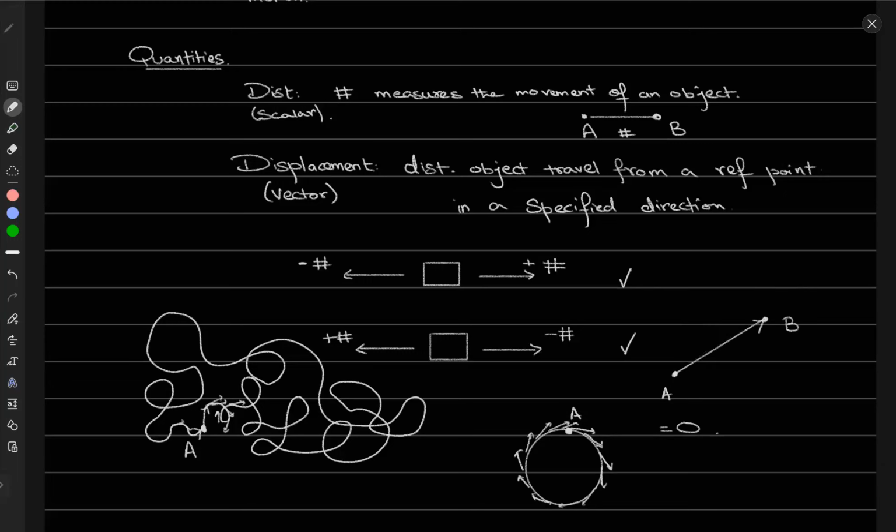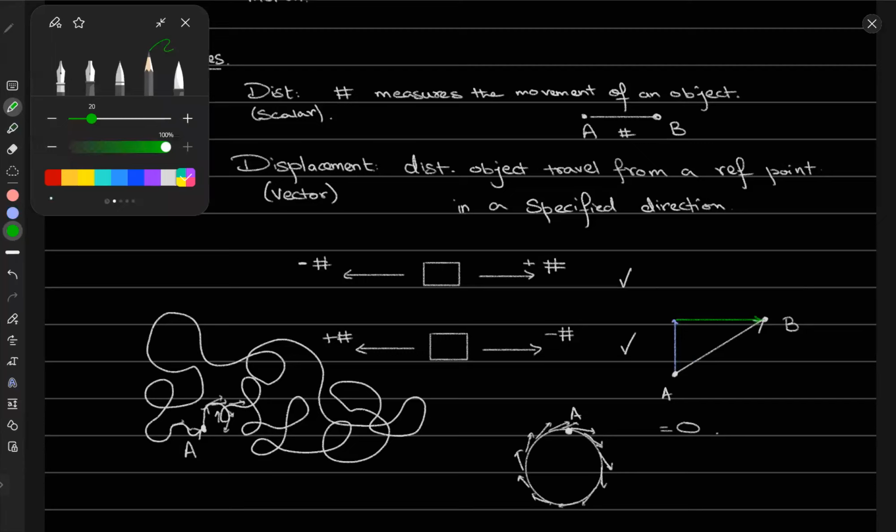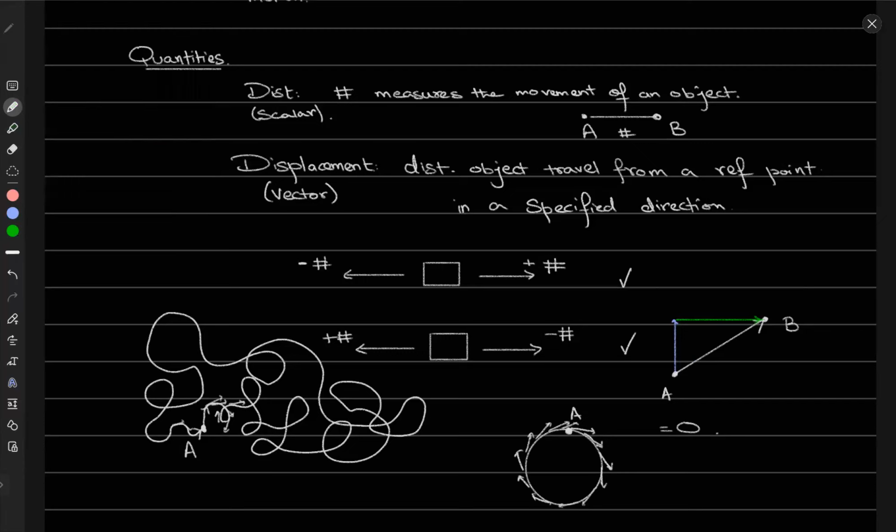Or maybe what I could have also done is I could have traveled in the north like this, and then to the east like this. Now, in this, just 1 second, let me fix the color of the pencil. Okay, perfect. So in this example, the displacement is this distance A to B. That's your displacement. That is the shortest path that I could have taken to reach my point B.